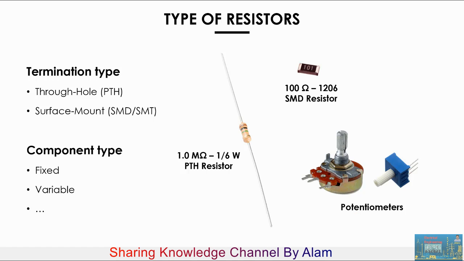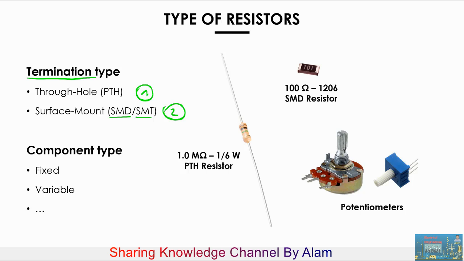In this lesson we're going to talk about types of resistors. The first thing we want to talk about is the termination type. We have two big categories of resistor here: through-hole components, which sometimes is abbreviated with TH or PTH, where P means plated. And the other category is surface mount components, which is usually abbreviated as SMD, surface mount device, or SMT, surface mount technology.